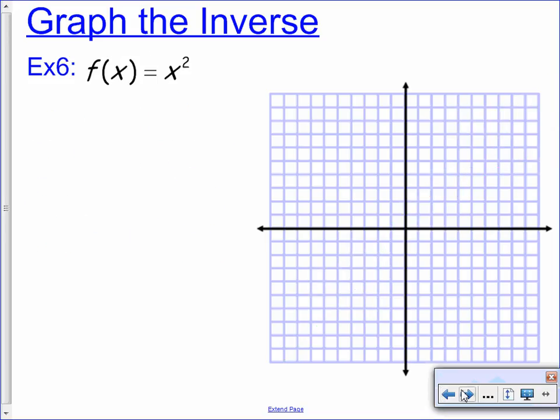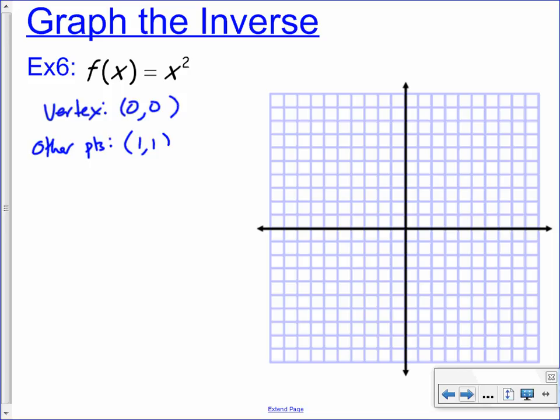Okay. f of x equals x squared. x squared has its vertex at (0, 0). And my other points, if you were to graph it, would be (1, 1) and (-1, 1). It's just like y equals (x minus h) squared plus k. So you're at (0, 0), (1, 1), (-1, 1). That's how you graph the parabola.